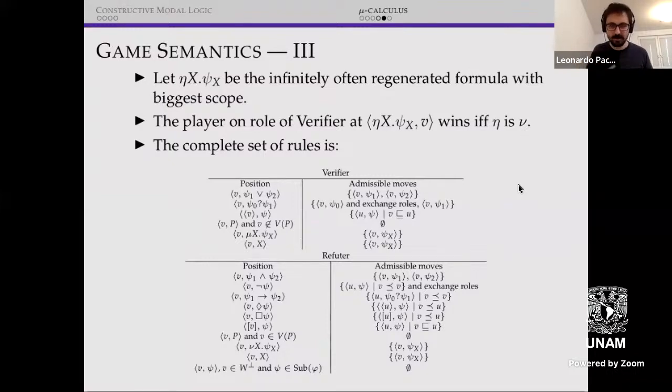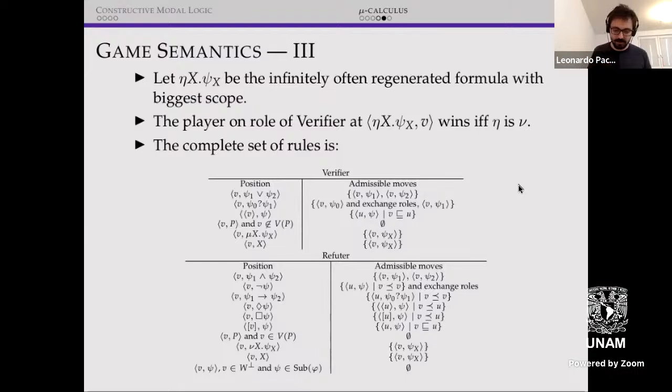Please ignore the table down there for now, but if we have more than one least and greatest fixed point, we can think in a simpler way than looking at the fixed points. You can try the game semantics, and we'll have that. Let's say we have an infinite play, and we let eta x psi be the formula that came back infinitely often, the one with the biggest scope.